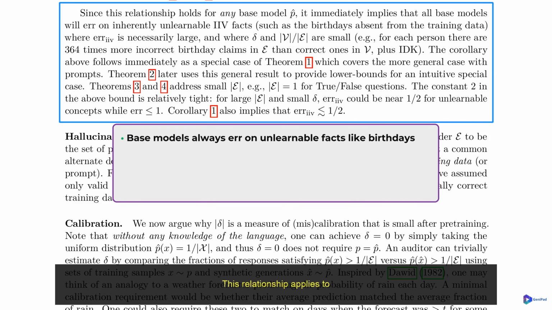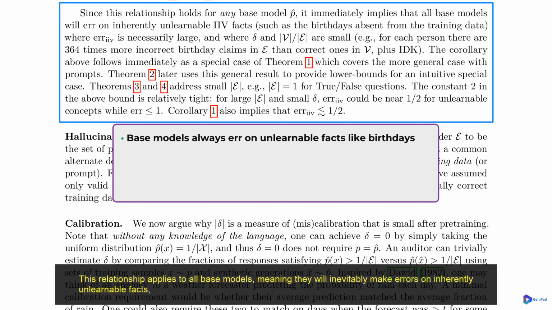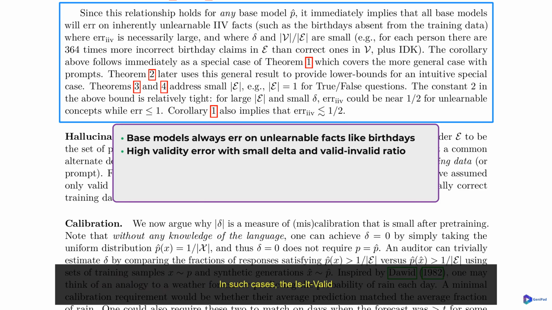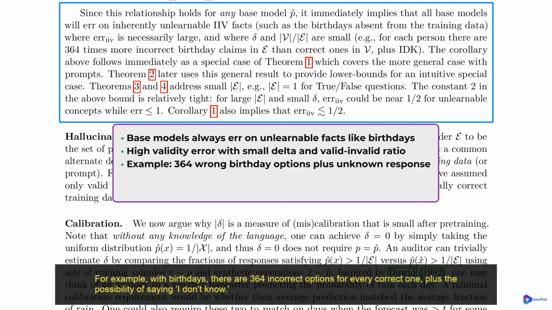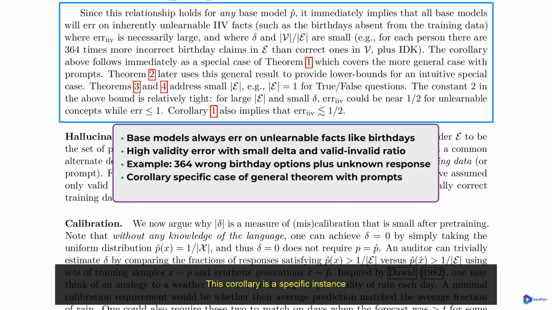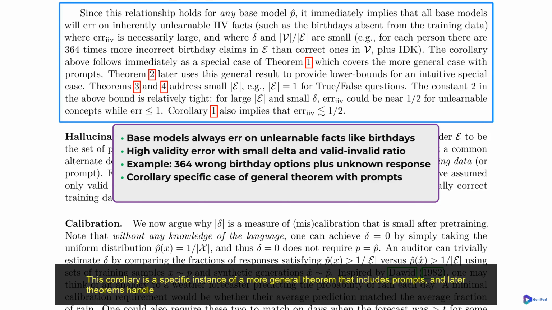This relationship applies to all base models, meaning they will inevitably make errors on inherently unlearnable facts, like guessing birthdays not in the training data. In such cases, the is-it-valid error is high, while delta and the ratio of valid to invalid texts are small. For example, with birthdays, there are 364 incorrect options for every correct one, plus the possibility of saying, "I don't know." This corollary is a specific instance of a more general theorem that includes prompts, and later theorems handle cases with small sets, like true or false questions.